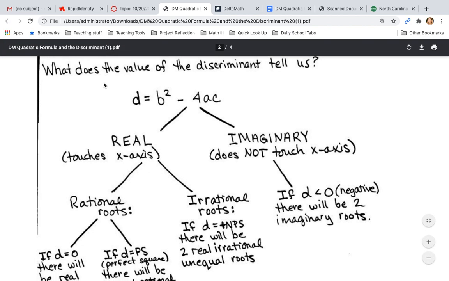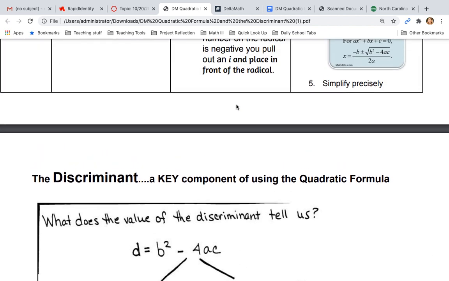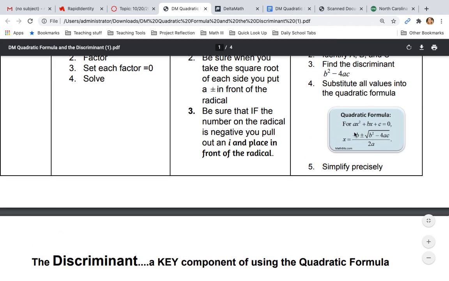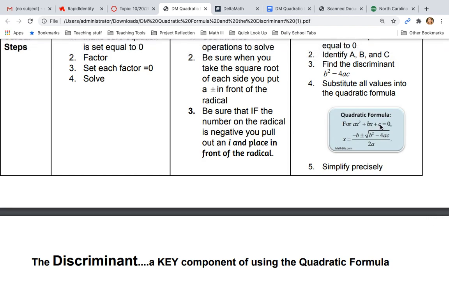So to find the discriminant, and I use D for discriminant, we're going to simply evaluate b squared minus 4ac. Well, where the heck does b squared minus 4ac even come from? It is part of the quadratic formula here, this b squared minus 4ac, but specifically the a, b, and c values come from the quadratic equation when it is in standard form, ax squared plus bx plus c.